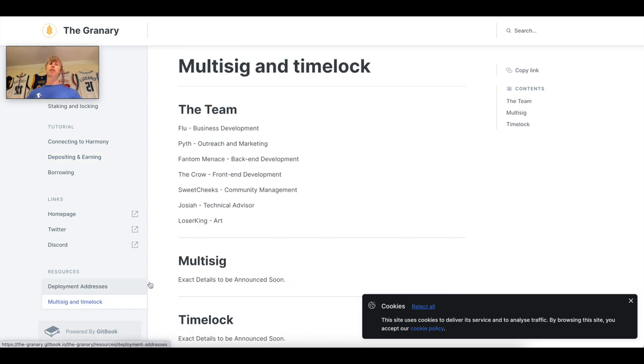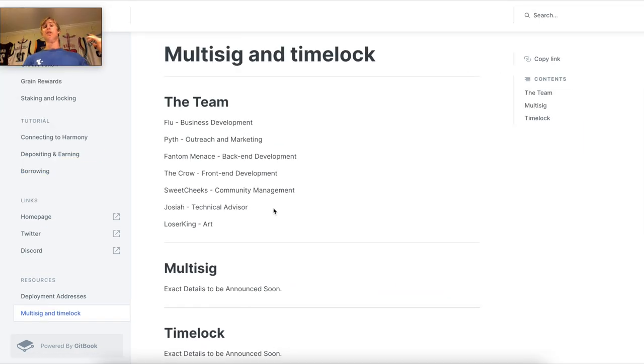Now, I want to talk about some of the team members. All right, so let's go ahead and break down the lineup. First, we got Flu. Well, this guy is a people's person. This guy literally knows everyone. Everyone in the Harmony One community, and a bunch of people in DeFi. Now, Pyth, dude, he's alpha to the let's go power. So don't sleep on him.